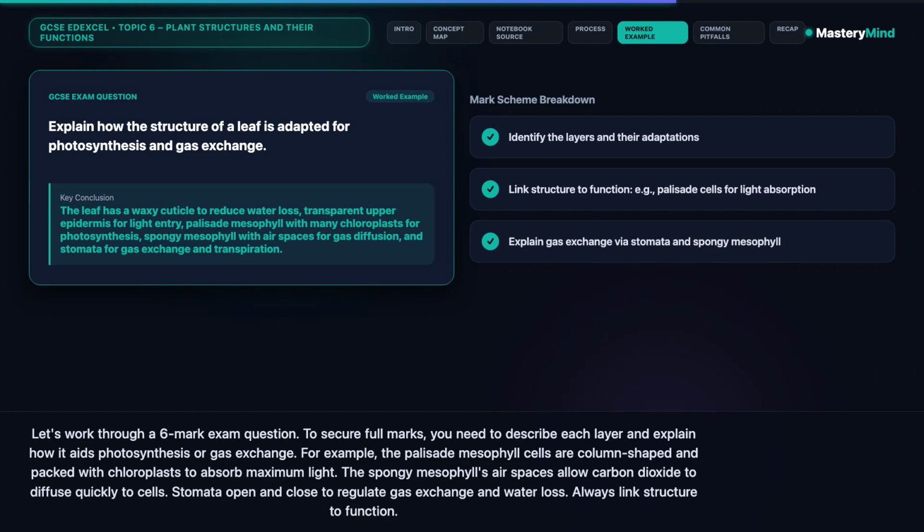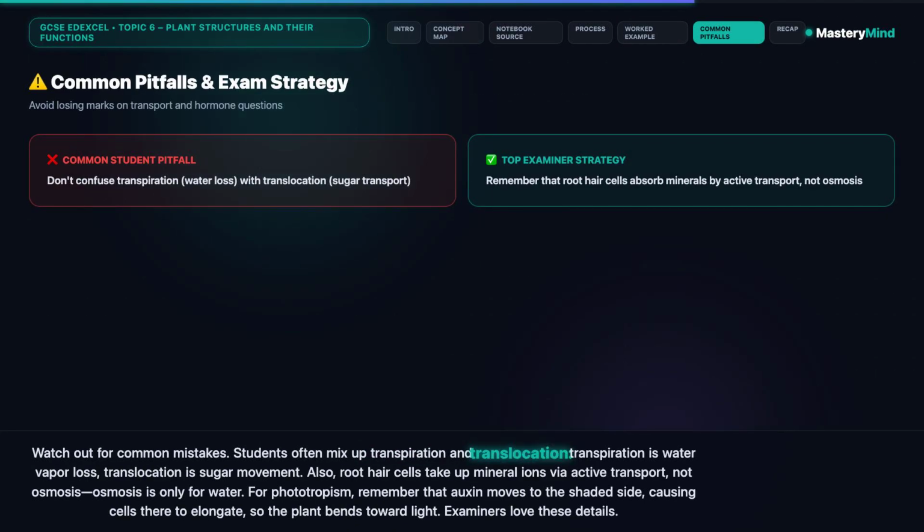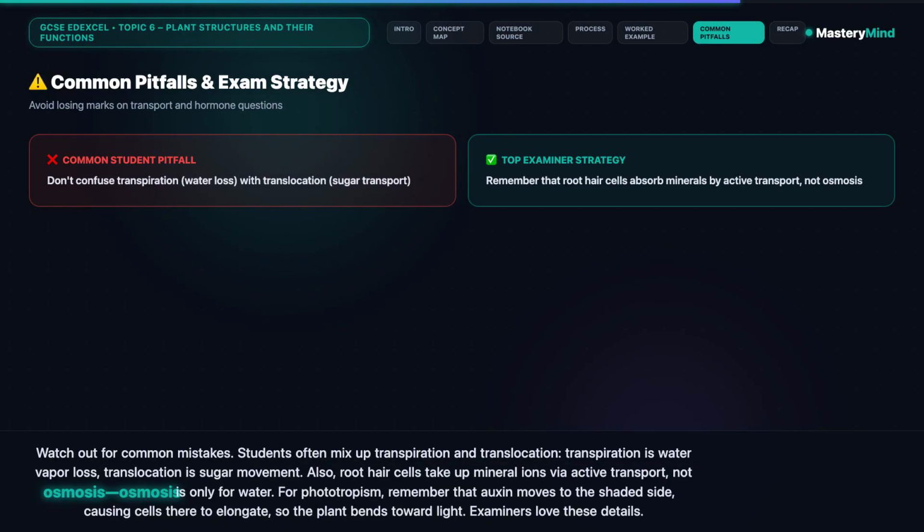Watch out for common mistakes. Students often mix up transpiration and translocation. Transpiration is water vapour loss. Translocation is sugar movement. Also, root hair cells take up mineral ions via active transport, not osmosis. Osmosis is only for water. For phototropism, remember that auxin moves to the shaded side, causing cells there to elongate, so the plant bends toward light. Examiners love these details.